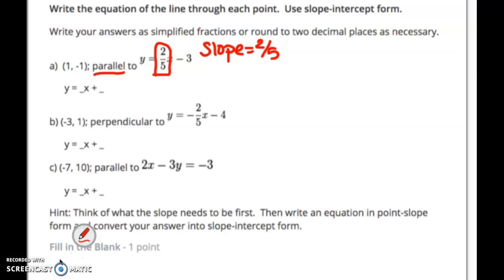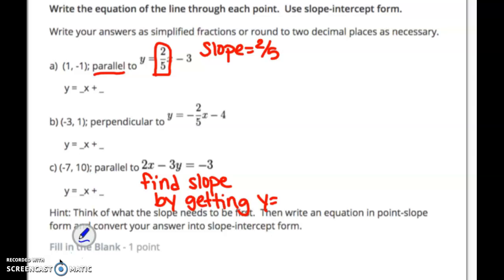This one, you need to find the slope. All right, so do some algebra steps. Find the slope by getting the y equals alone, all right? So that's your first step. The second step then is to write an equation.